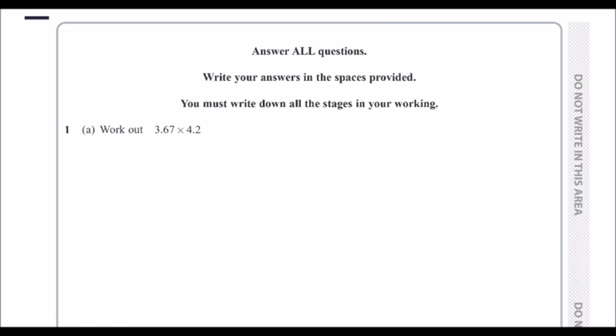This is the Edexcel higher tier paper one from November 2021. It's a non-calculator paper. So let's get started. Question 1. Work out 3.67 times 4.2.